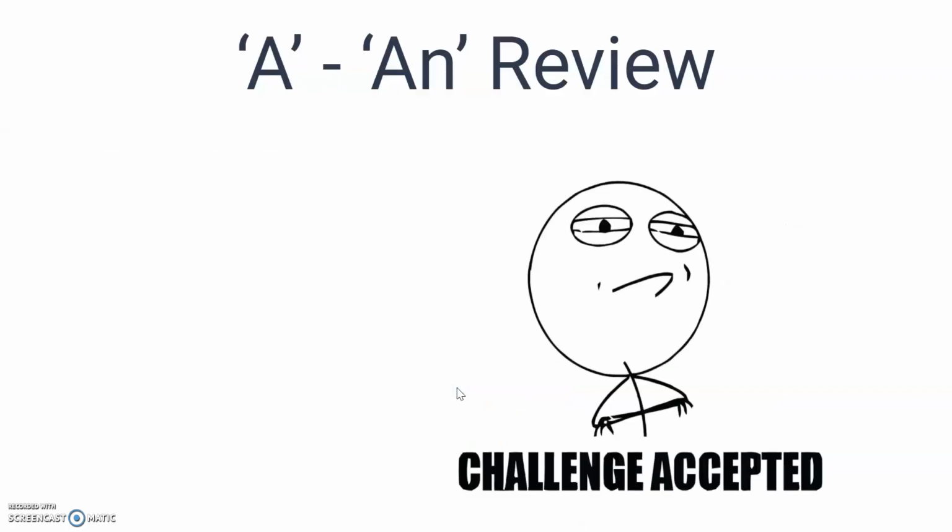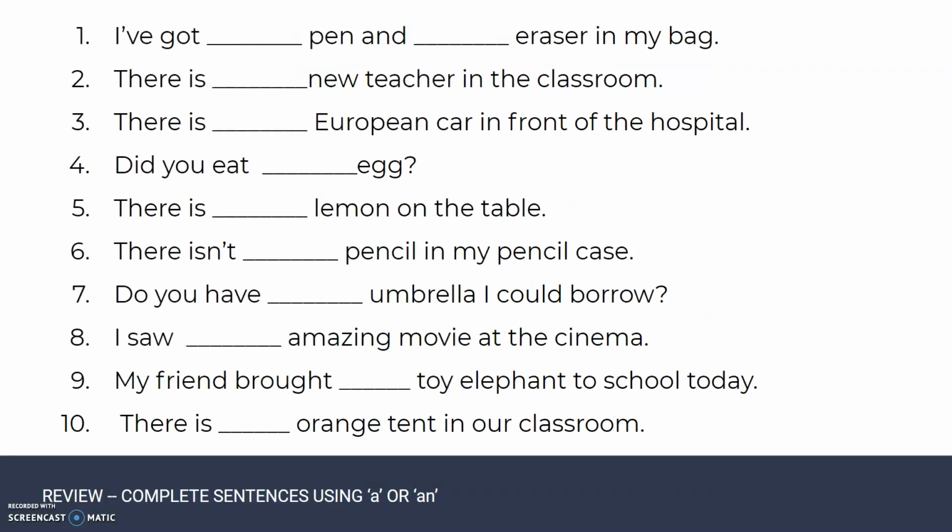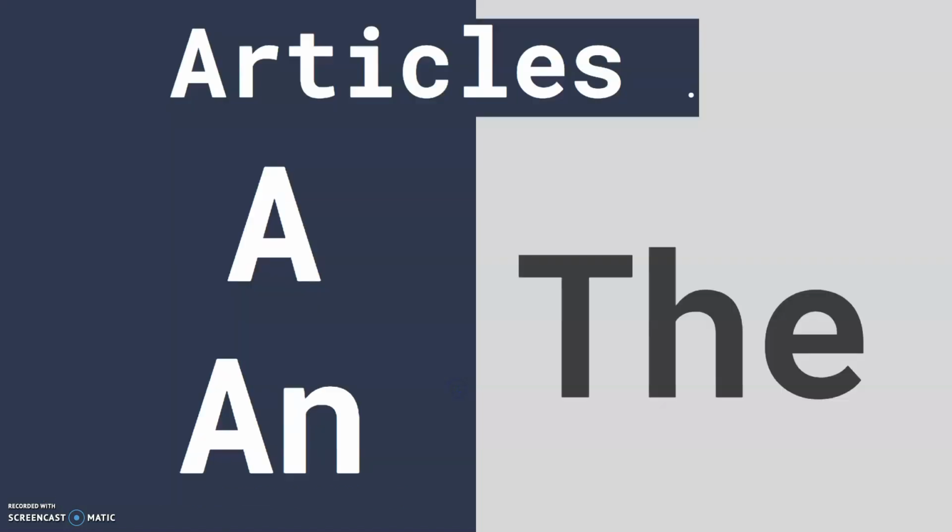Okay, so I have a quick review here just to make sure we understand a and an before moving on to the. If you grab a pencil, you can look at these 10 sentences and decide whether to use a or an. Remember that A, E, I, O, U are vowels, and also vowel sounds. If you've not finished, click the pause button, and I'm going to move on to the next section. The answers for this quiz will be in the description of the YouTube video. So when you finish, look in the description, you'll see the answers there.